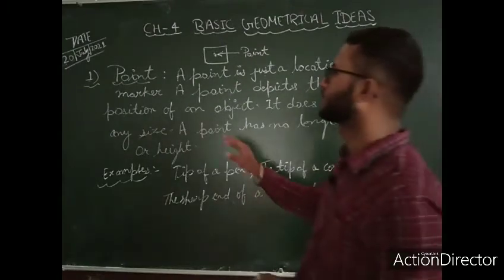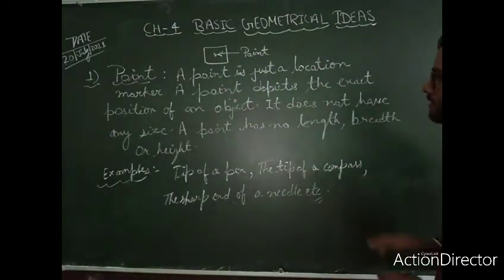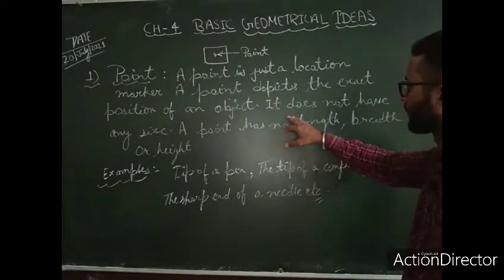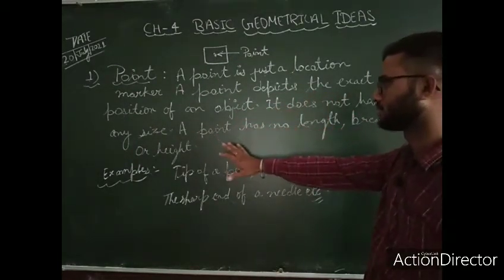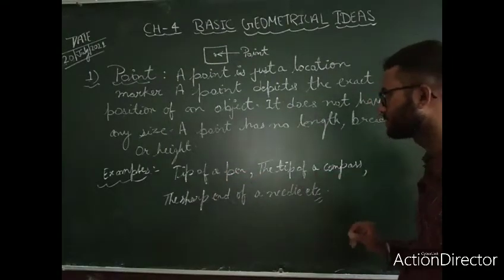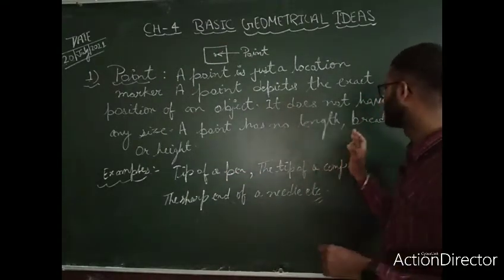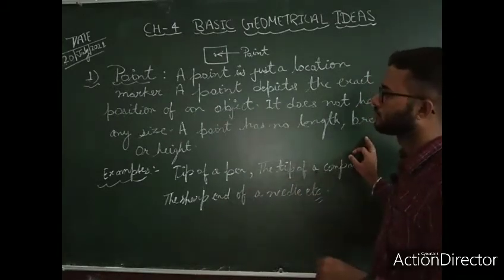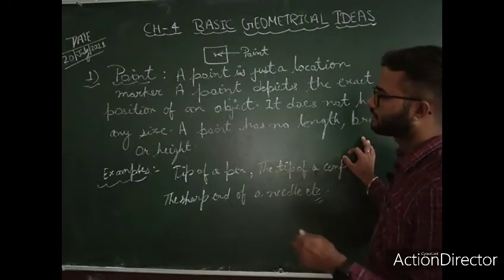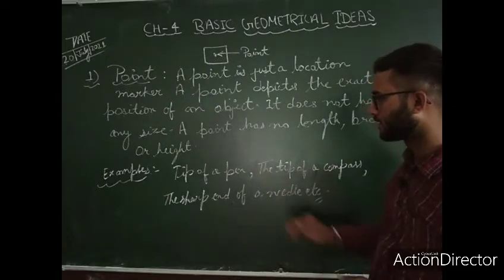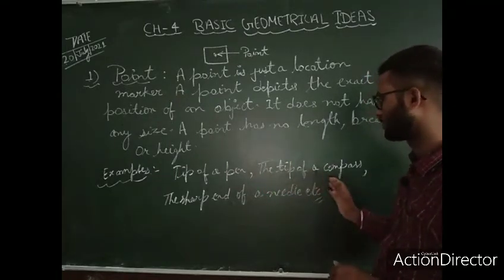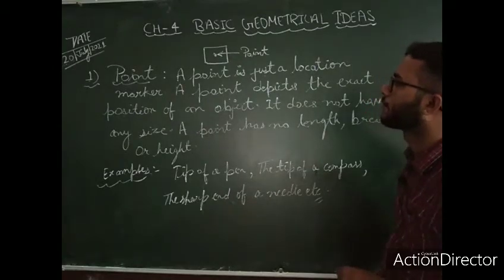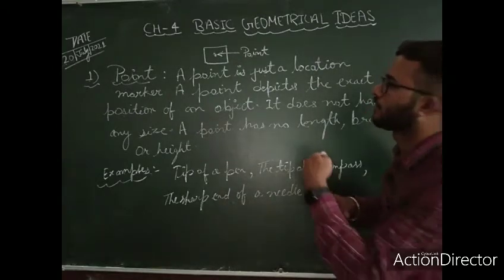A point is just a location marker. A point depicts the exact position of an object and it does not have any size. A point has no length, breadth or height. Some examples of a point are the tip of a pen, the tip of a compass and the sharp end of a needle.